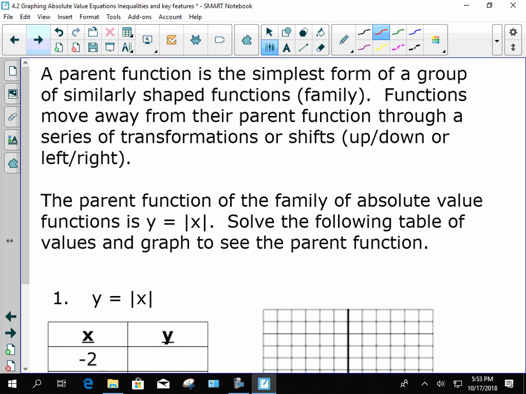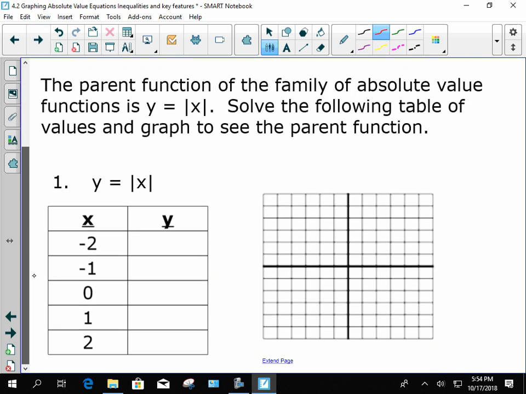All right, we are going to graph absolute values. And the first thing you're going to do is graph the parent function. Functions move away from their parent function through a series of transformations or shifts: up, down, left, right. So we need to know what the parent function is. The parent function of the family of absolute value functions is y equals absolute value of x. This is the parent function.